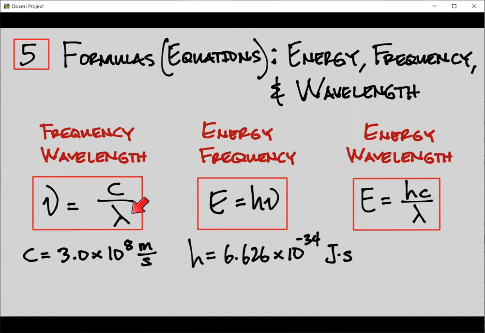And again, the wavelengths here are in meters, not nanometers. All right, so make sure that before you plug anything into these equations, your wavelength has to be in meters.